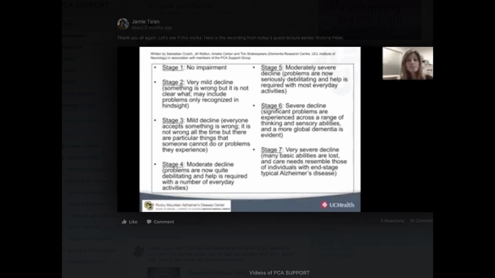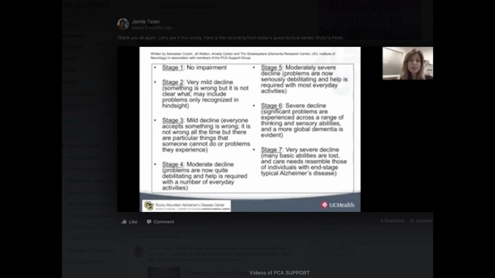In stage 5, it's considered a moderate severe decline stage. Problems are now very debilitating, and help may be required most of the day and at least every day. And then stage 6 is severe decline, significant problems across a range of thinking, not just vision and other sensory abilities. And so we might consider this stage a more global dementia starting to develop or become evident. And then stage 7 is the very severe decline stage where many of the basic abilities become lost.